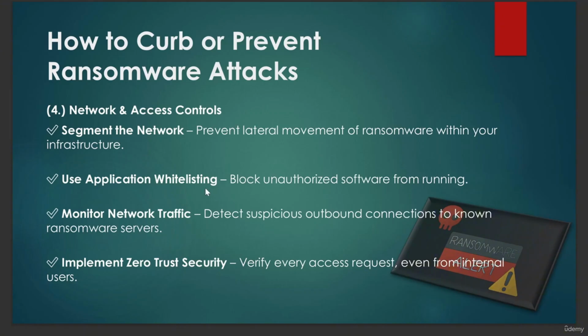Now use application whitelisting. Block unauthorized software from running. Monitor network traffic, detect suspicious outbound connections to known ransomware servers, and also implement zero trust security. Verify every access request, even from internal users. This zero trust security means don't trust anyone, even network traffic coming from within your organization. Don't trust it. Always verify. Always analyze every traffic leaving the organization and every traffic coming into the organization. All right, so this helps to prevent or curb ransomware attacks.